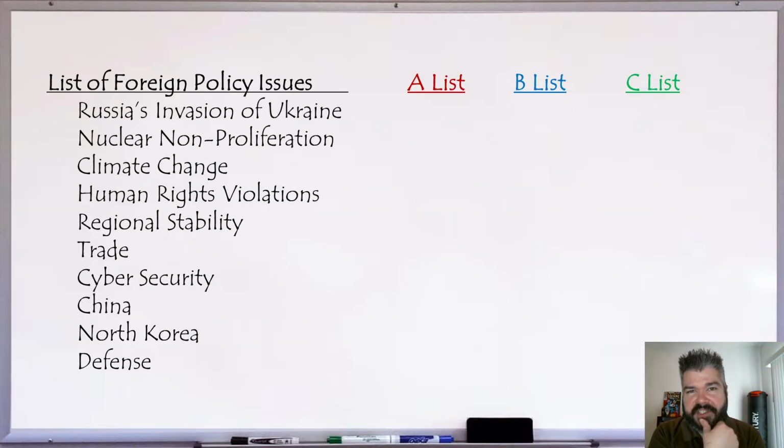And what about these other issues? So make this list. Let me know, where would you put these issues, in which list? That said, I'll give you some of my input real quick. So Russia's invasion of Ukraine, while it is not a direct threat to our survival because it's not an invasion of our borders, it is in our interest. It is a direct and immediate challenge to our interest, particularly when we talk about regional stability.